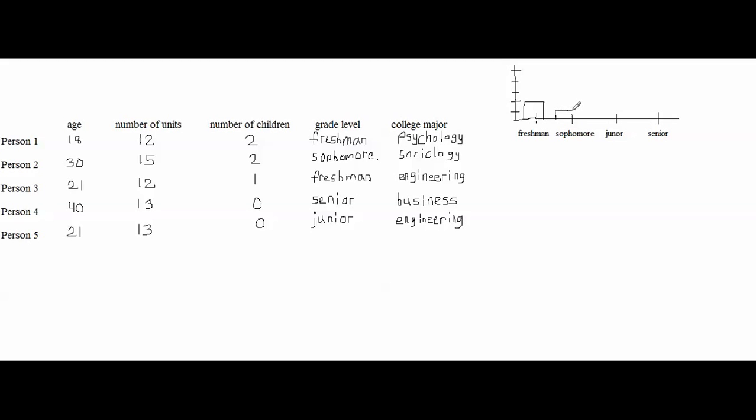This just shows that it appears 1 time. What about junior? We have one junior in the data set, so it has a frequency of 1. And senior also appears once, so it also goes up to the first tick mark. So we just created a bar graph of this column of data for grade level.